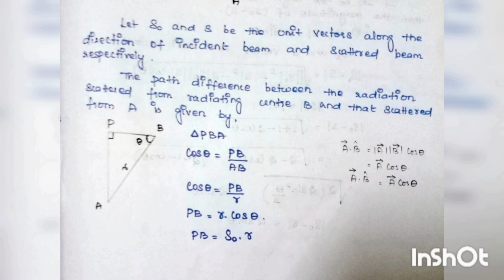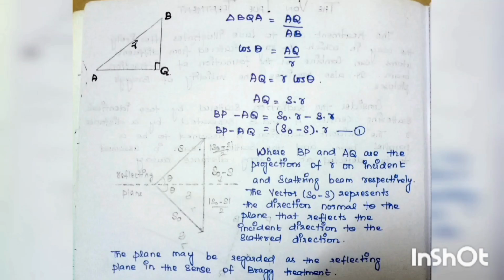Already we know that S0 and S are the unit vectors along the direction of the incident beam and scattered beam respectively. For the first triangle BPA, cos theta is equal to adjacent side by hypotenuse, therefore BP by AB, or BP by R. So BP is equal to R into cos theta. Here R is the distance between the two parallel planes, and cos theta corresponds to the incident beam, that is S0. In a similar manner, for the next triangle BQA, AQ is equal to R into cos theta, or AQ is equal to R into S. Here S is the scattered beam.